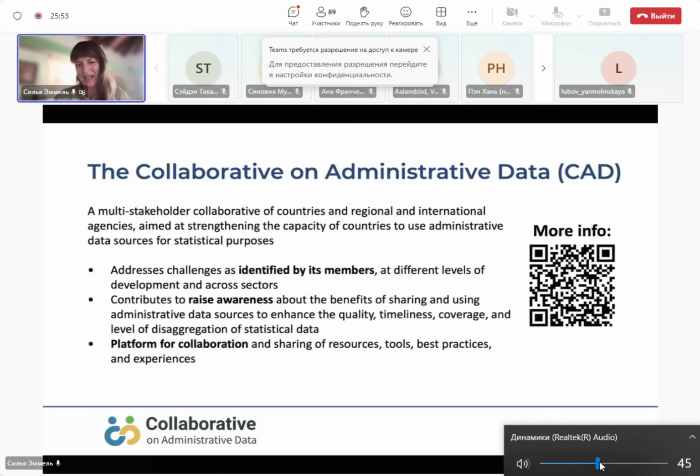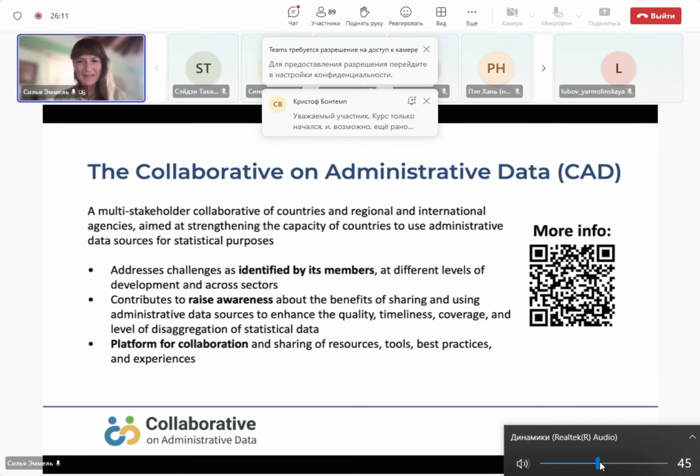And what I've seen in the 6 years that it's existed is that it's really a great platform for collaboration and for sharing resources, for making connections between the different regions, learning about best practices in the different countries, and just of colleagues' experiences. There is a QR code, and I guess you received the slides, so you can go on the website as well and explore more.